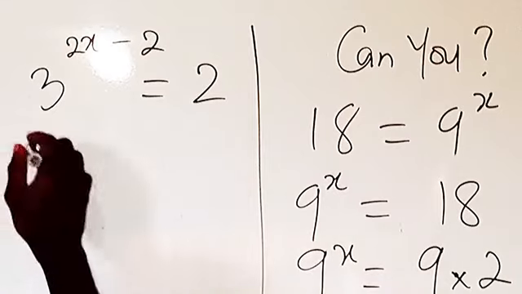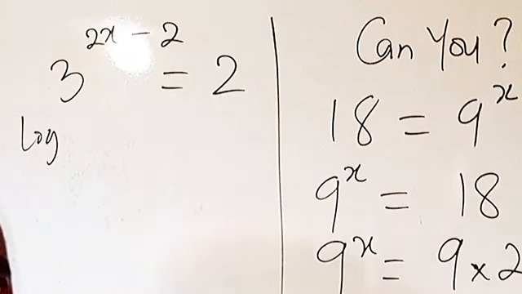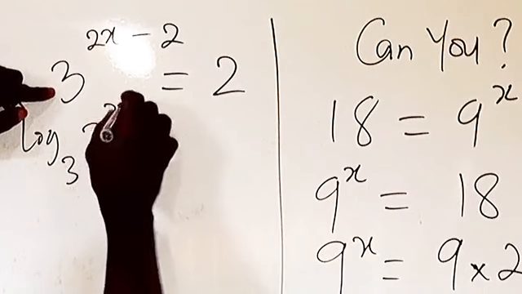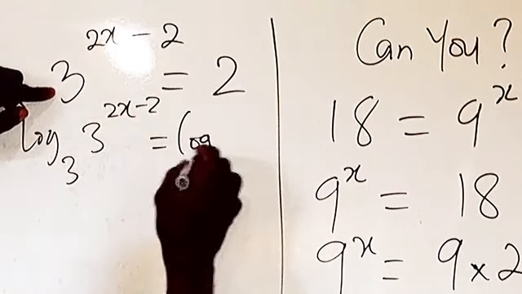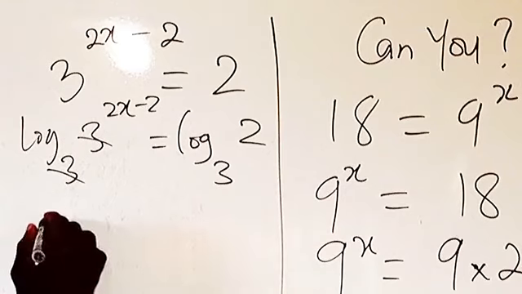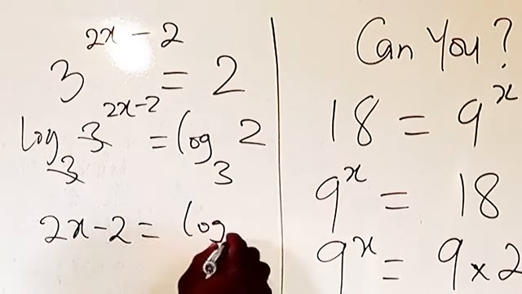All right, so let's now introduce log. The log I'm going to be introducing now is log with respect to base 3, because I have the 3 here. 3 to the power of 2x minus 2 equals 2, log base 3 of this. So now you can see we cancel this. That's the reason why I introduced the logarithm with respect to 3. So we're going to have 2x minus 2 equals, now here, log base 3 of 2.